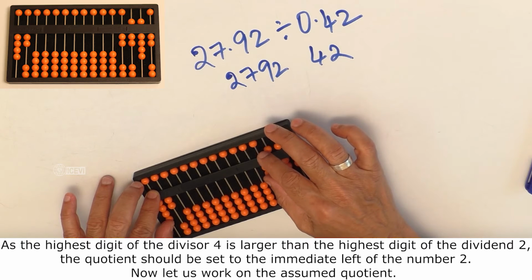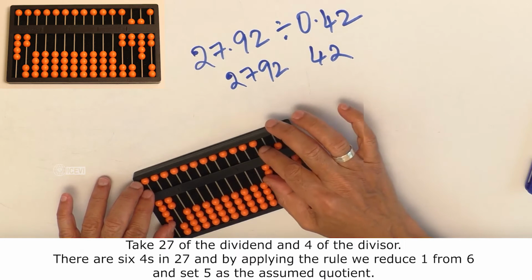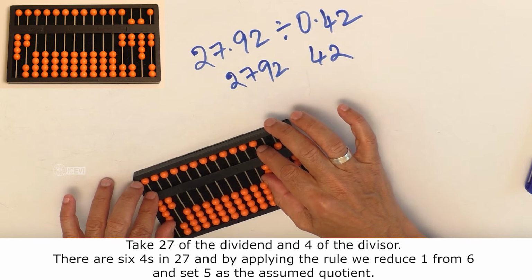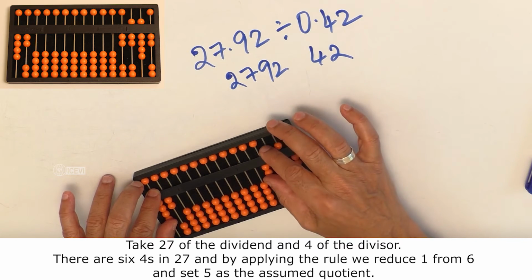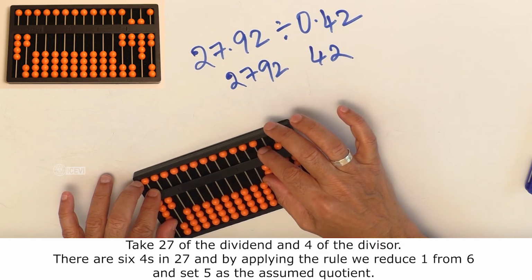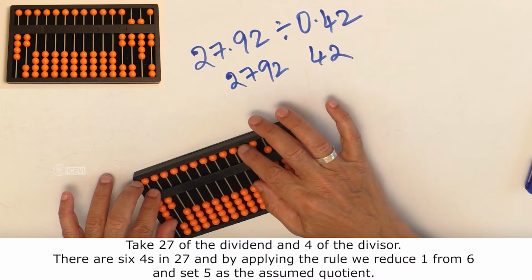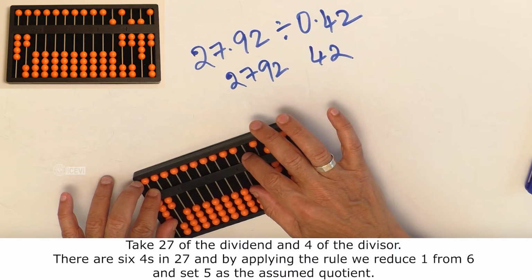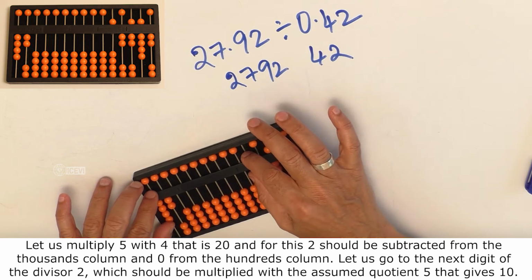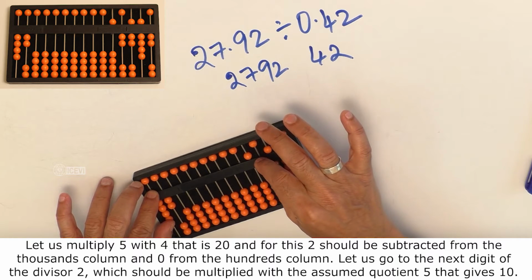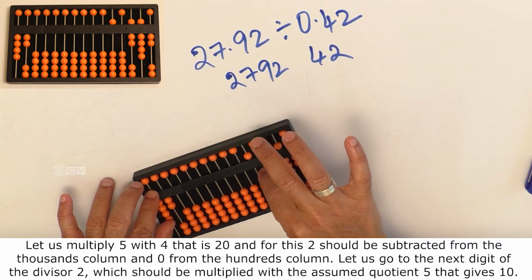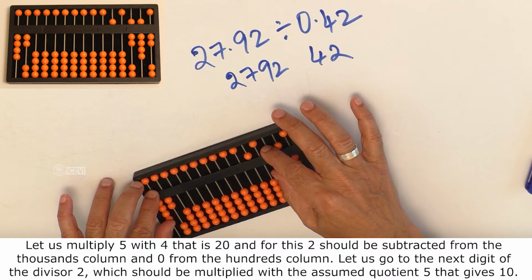Now let us work on the assumed quotient. Take 27 of the dividend and 4 of the divisor. There are 6 4s in 27, and by applying the rule we reduce 1 from 6 and set 5 as the assumed quotient. Let us multiply 5 with 4, that is 20, and for this 2 should be subtracted from the thousands column and 0 from the hundreds column.